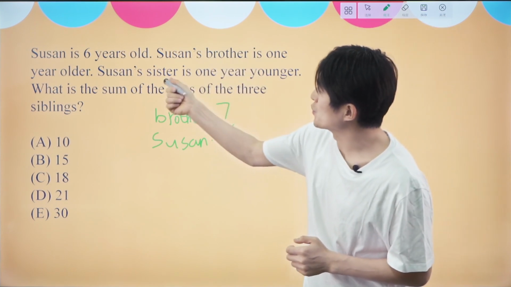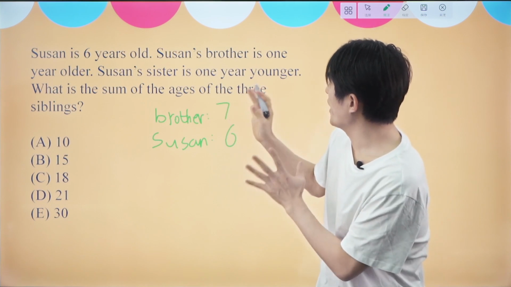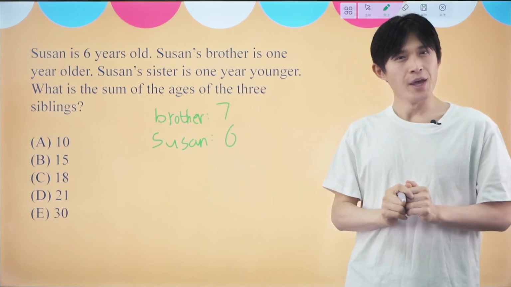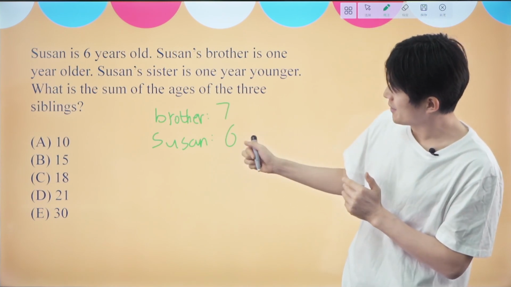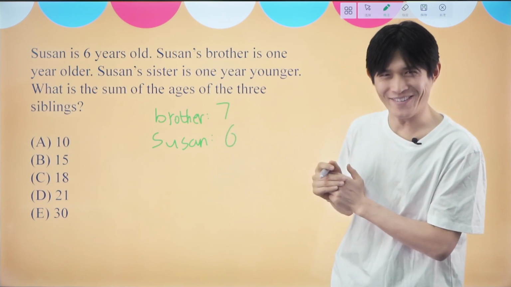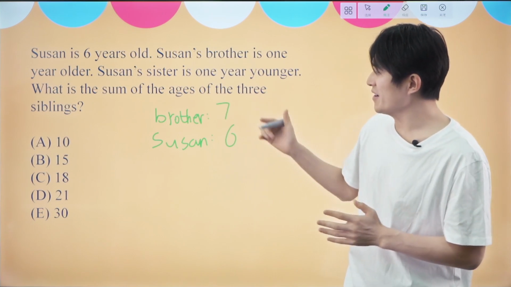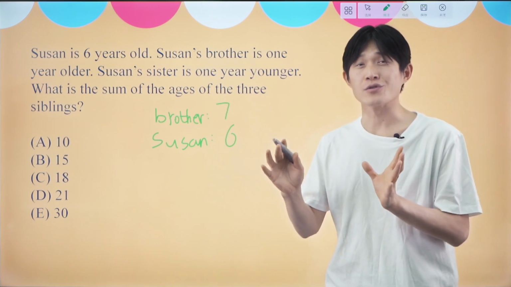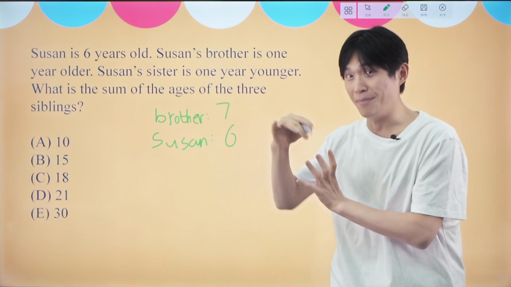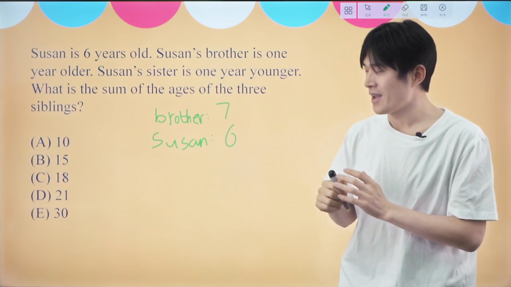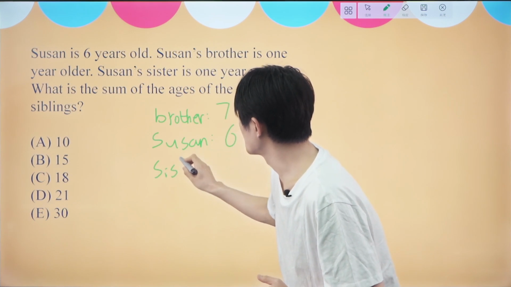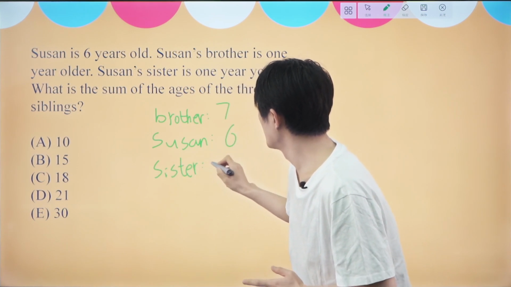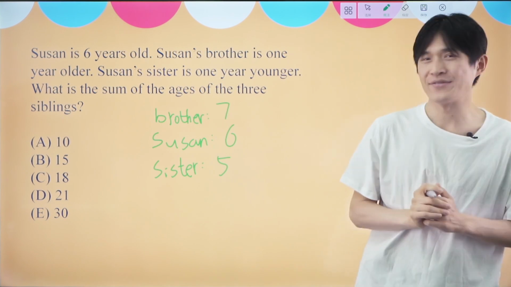So, Susan's sister, 1 year younger. That means Susan is older, of course. So, 1 year younger, you will use 6 minus 1. So you get 5. So sister is 5.